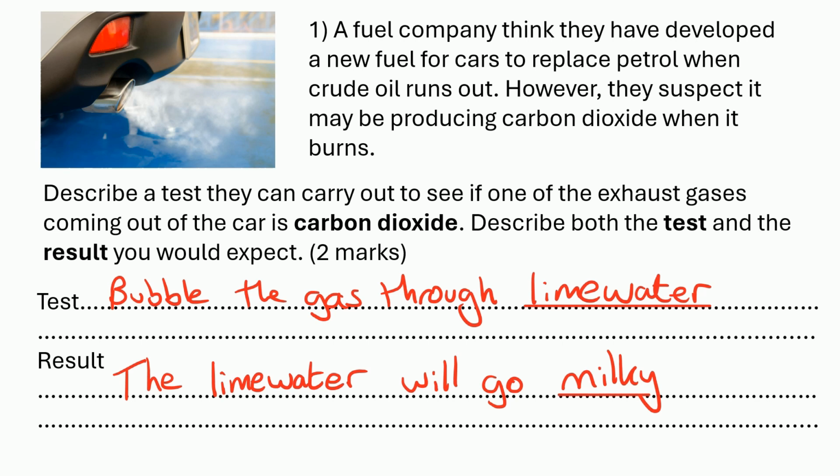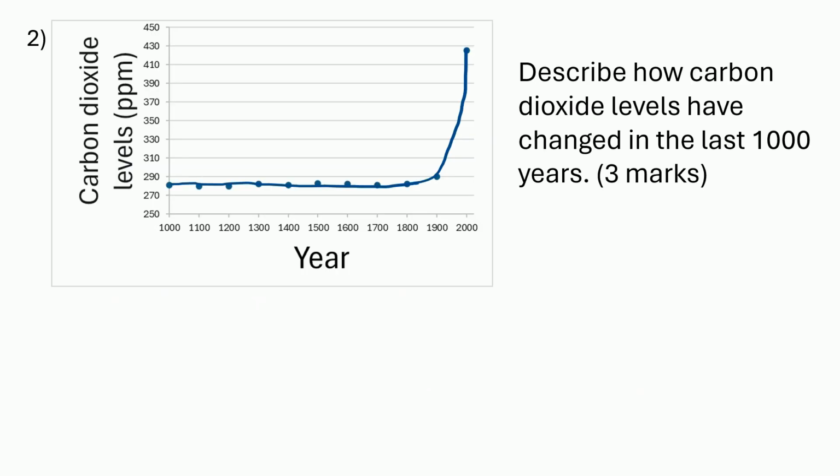would go milky. This is a common question on your GCSE Chemistry exam, and that's describing a trend in a graph. So whether it's a rates of reaction question or a question about the atmosphere like this one, you need to make sure you're getting full marks. So the question says, describe how carbon dioxide levels have changed in the last 1,000 years. Now it's a 3-mark question.